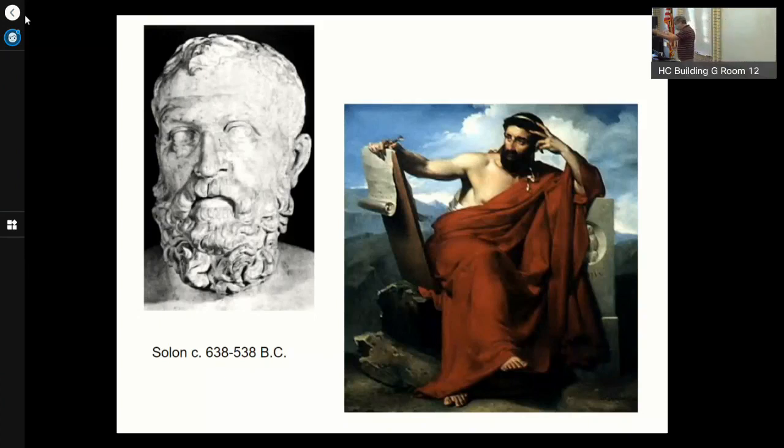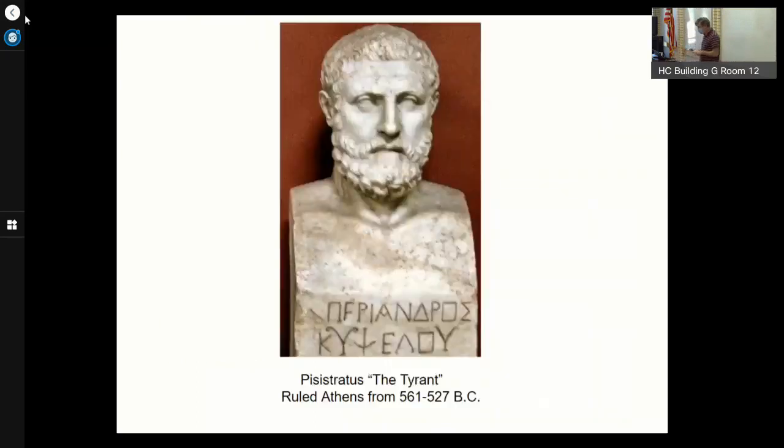not about to give up what they had. And that was really going to have to be the solution. I mean, everything that he was recommending was sticking it to the wealthy. Forget that. So there we go. Along comes Pisistratus, about a generation later.